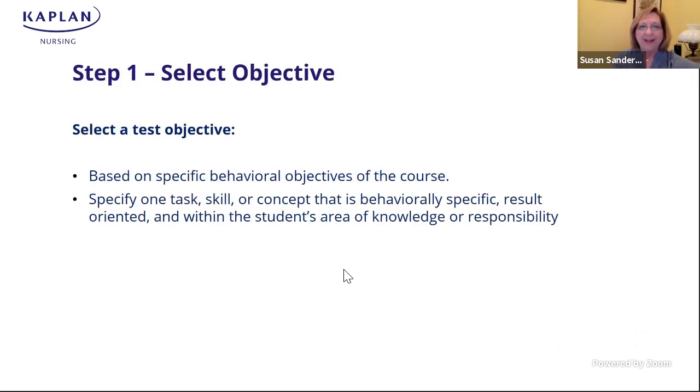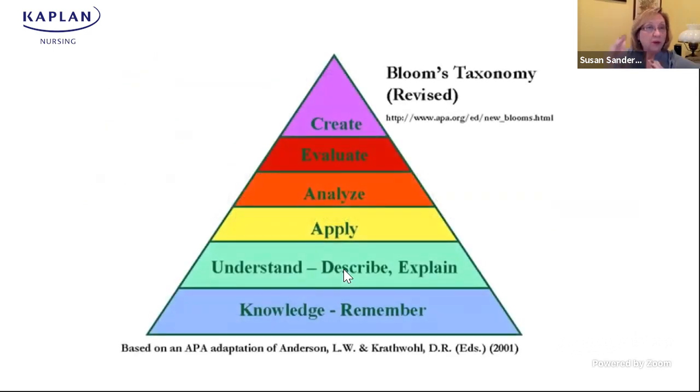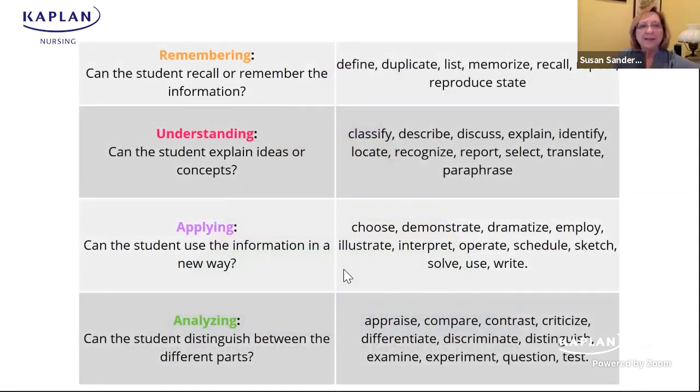So the first step in writing an item is to select the objective, and it's based on a behavioral objective from the course. So we've got to be sure that we've written really good objectives for the course so that it identifies the task, the skill, or the concept. And we use Bloom's when we're writing these objectives. And this is a really handy handout that I like to use so that I have the words when I'm trying to write my objectives, so that I can remember whether the student needs to define or compare and contrast or whatever. So you'll have access to this when we release the recording here.